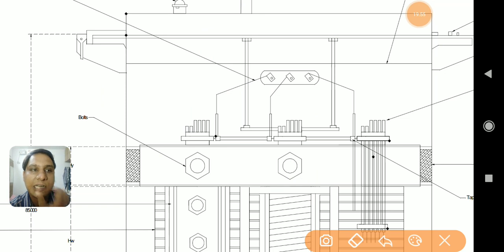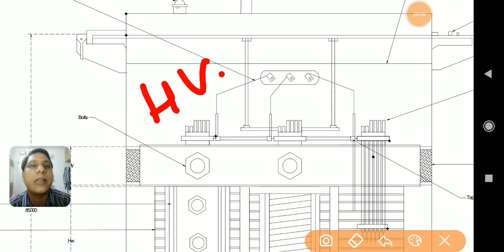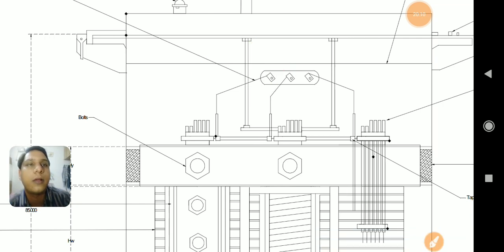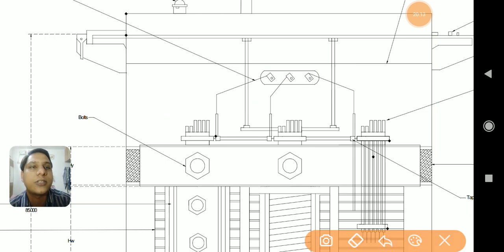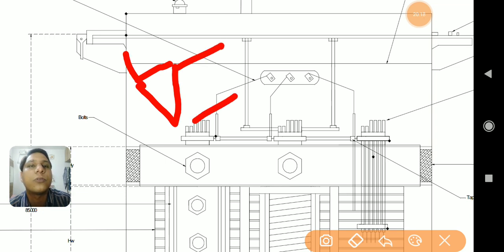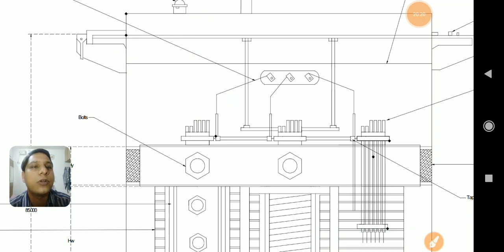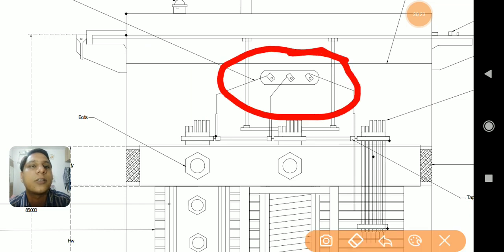So for a delta-star transformer, the HV winding should be connected in delta, which is represented here. If it is connected in delta, it will have 3 wires output. If it has 3 wires output, then only 3 wires are required here for the connection, and hence only 3 wires are shown.